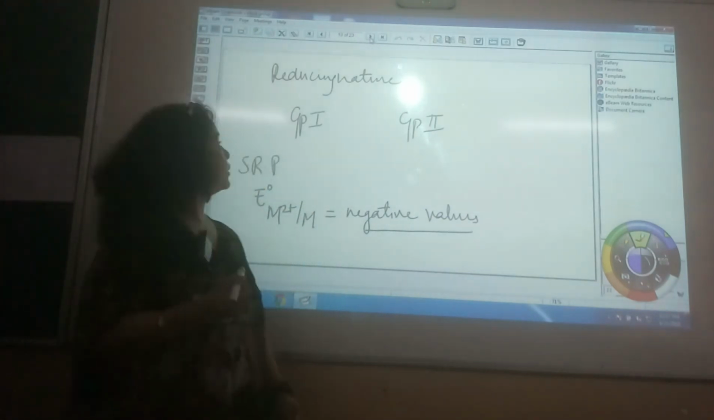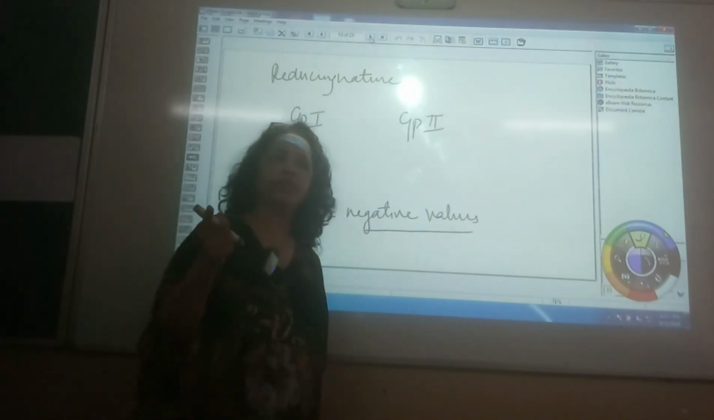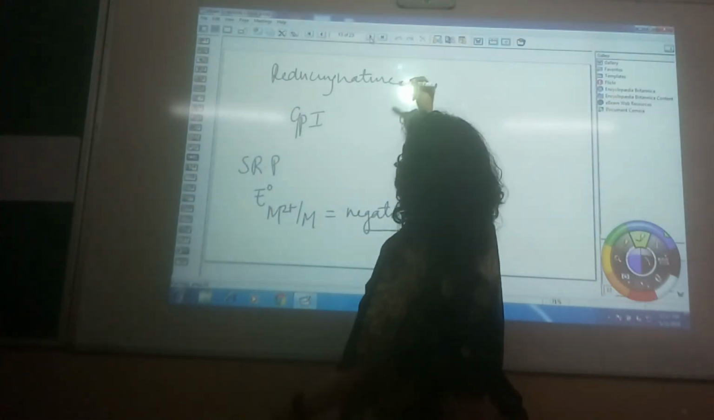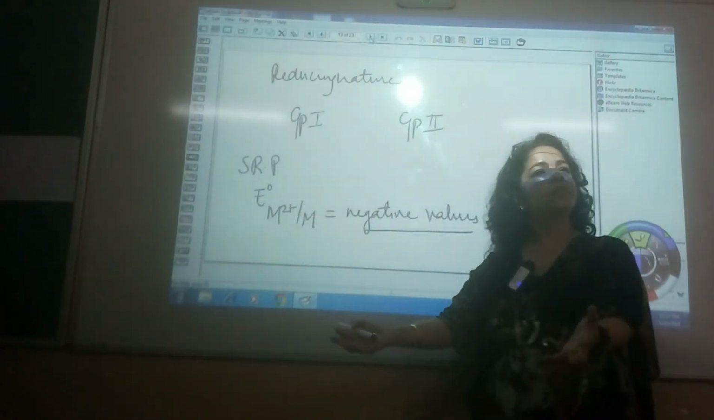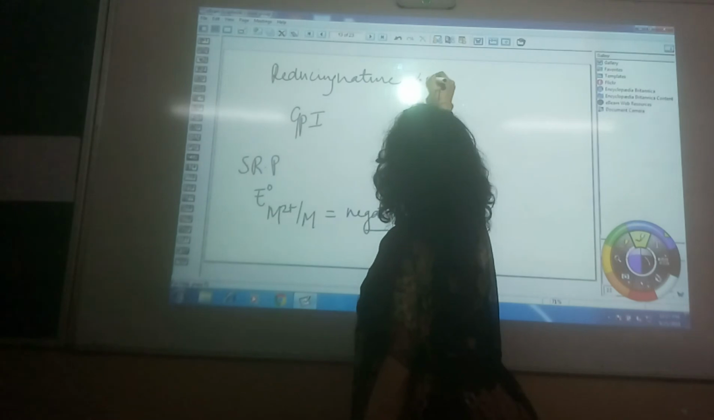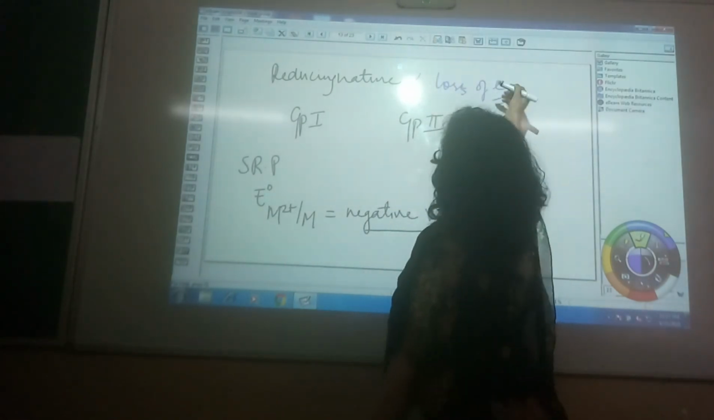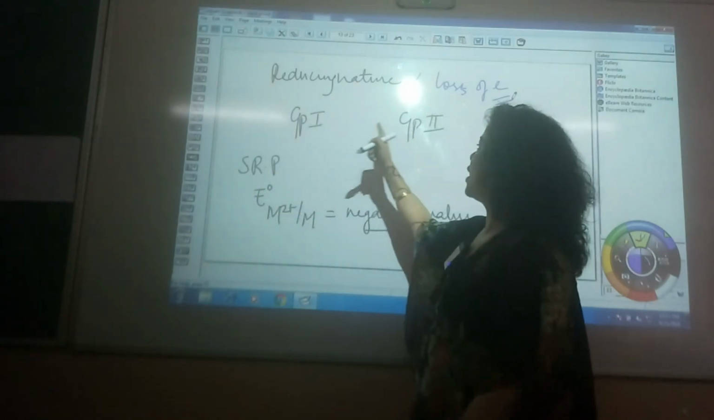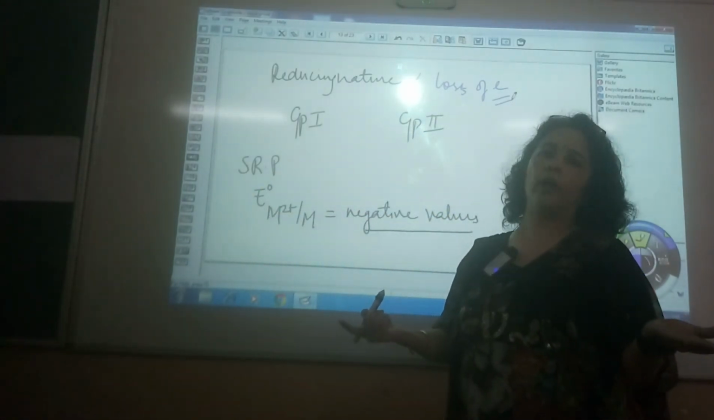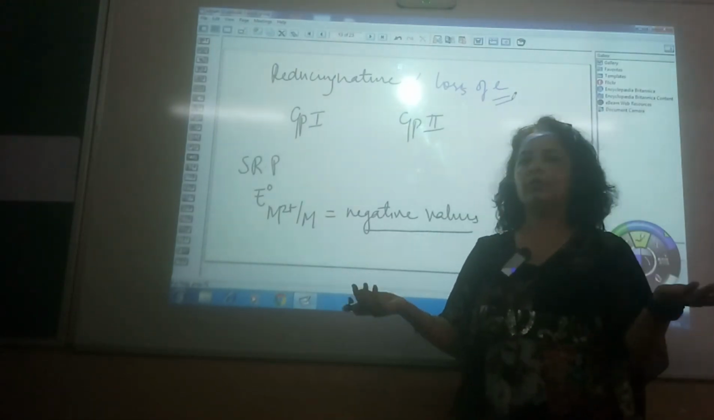Coming to the next property, which is reducing nature. This would be my last property in this class. I will be continuing in part 2 of the lecture. Reducing nature. Now what is reducing nature? To reduce others. What is reduction? Gain of electron. So reducing strength is directly proportional to loss of electrons. As you can sense, out of group 1 and group 2, which will easily lose electrons? The common answer is group 1. And what's the reason? Only 1 electron is to be lost. But that is not the reason.